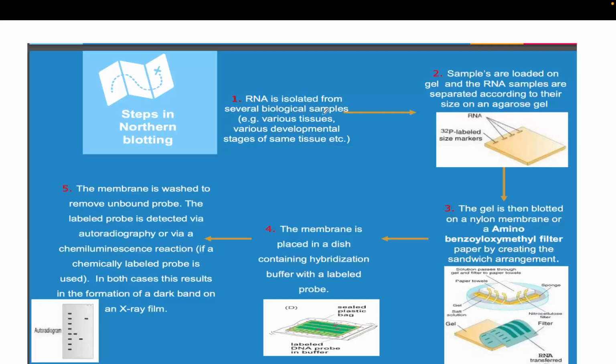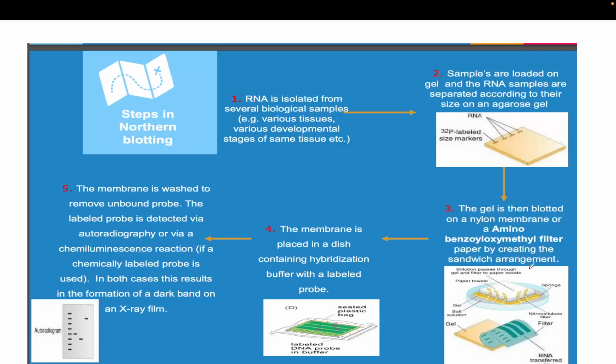Here the RNA is isolated from the several biological samples. After isolating it, the samples are loaded onto the gel and the RNA samples are separated according to their size on the agarose gel. After separating on the agarose gel based on size, you have to transfer the gel onto the blot, like in the case of the southern blotting. The most common blotting membrane is the nylon membrane or aminobenzyloxymethyl filter.